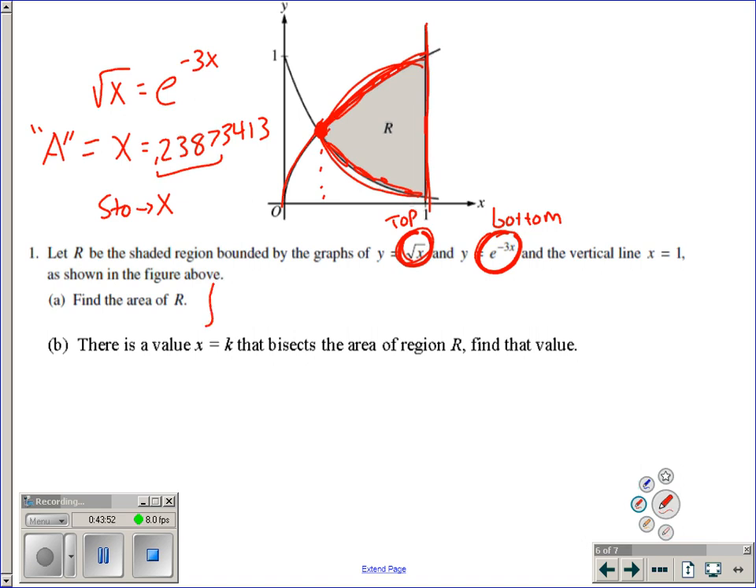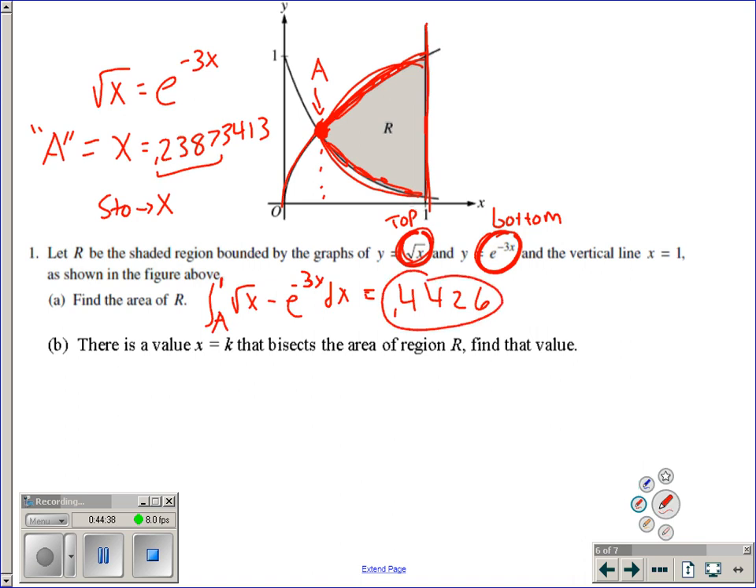But in this case, it's just going to be the integral from my lower bound, which this intersection I said was at point A. So A, which really means 0.2387. I'm doing that in the calculator. All the way up to my bound of 1. So I'm going to find the area between those two values. And my top function, I said, was the square root of x. And my bottom function was e to the negative 3x power. Okay. dx. And honestly, guys, again, I just typed that in the calculator. And what I got was, because this was calc active, 0.44426.